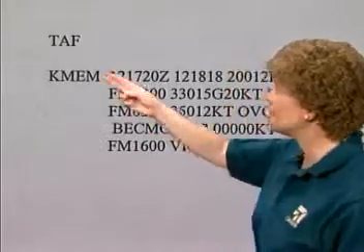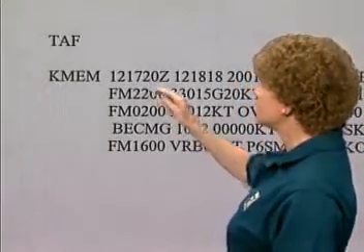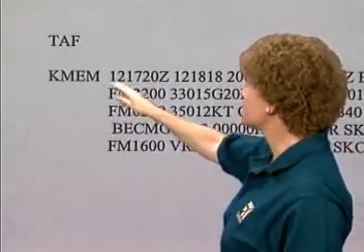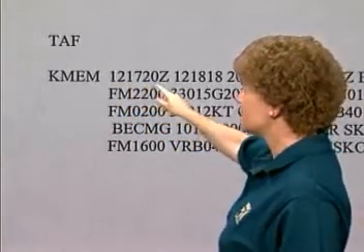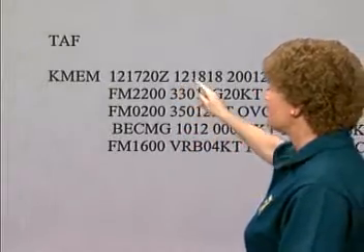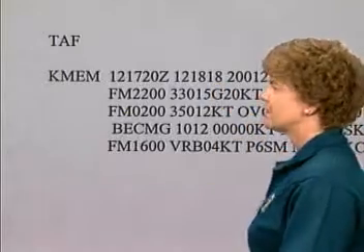Let's take a look now at the TAF for Memphis, KMEM, and see what information it has to share with us. Now, the TAFs are issued 4 times a day, and they're valid for a 24-hour period. So first, you'll find the issue date and time. This one was issued on the 12th day of the month at 1720 Zulu, and it's valid on the 12th day of the month from 1800 Zulu until 1800 Zulu the next day.